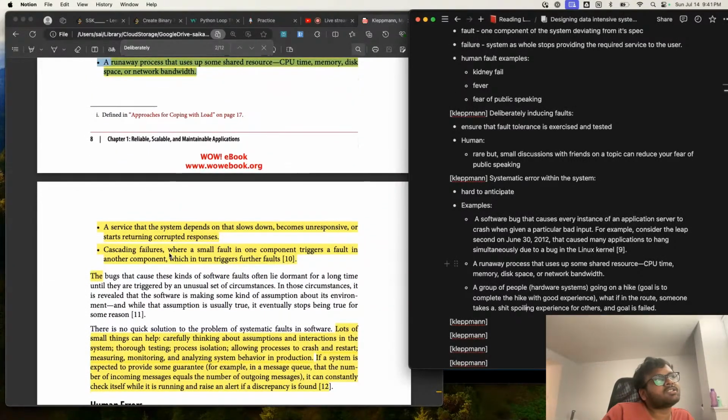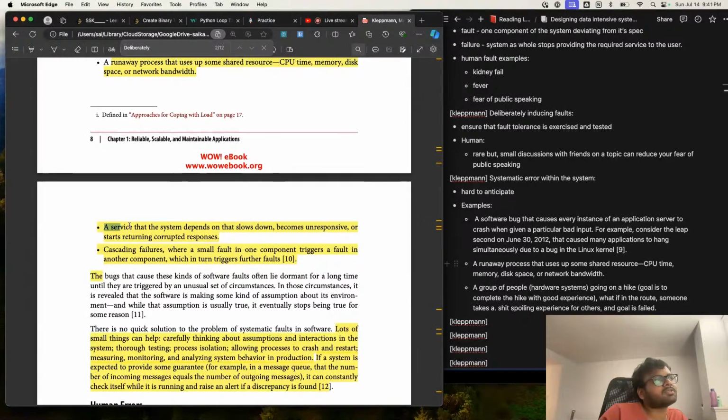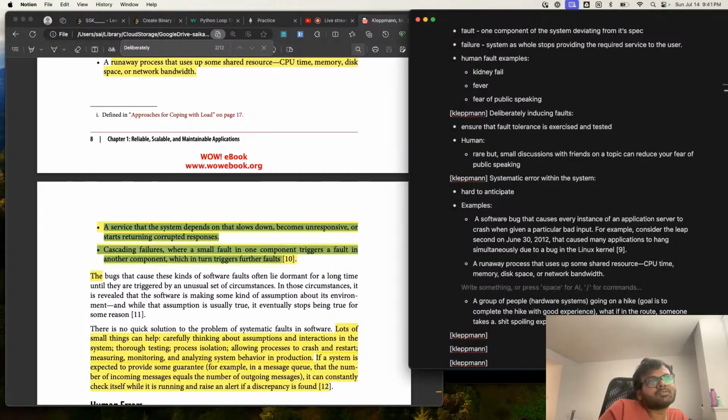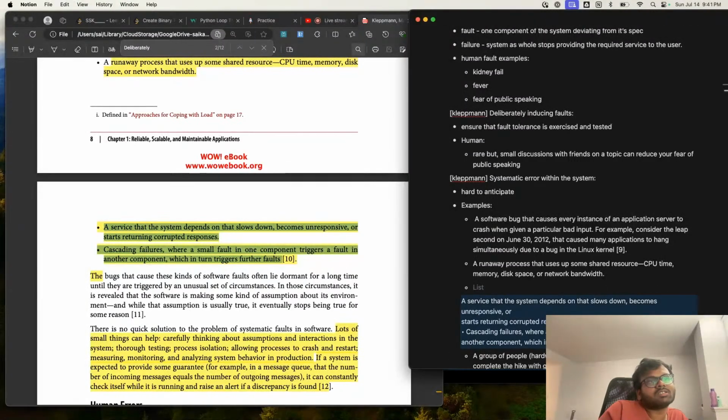A service that the system depends on slows down and starts returning corrupted responses. Cascading failure, where a small fault in one component triggers a fault in another component, which in turn triggers further faults. Okay, basically we need to learn how to avoid these. That's the next question, right?